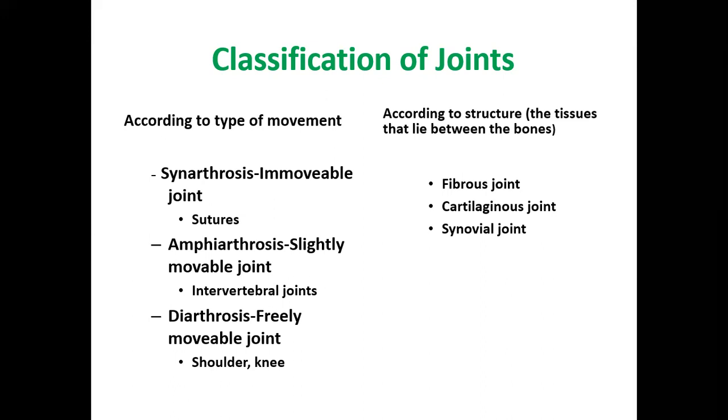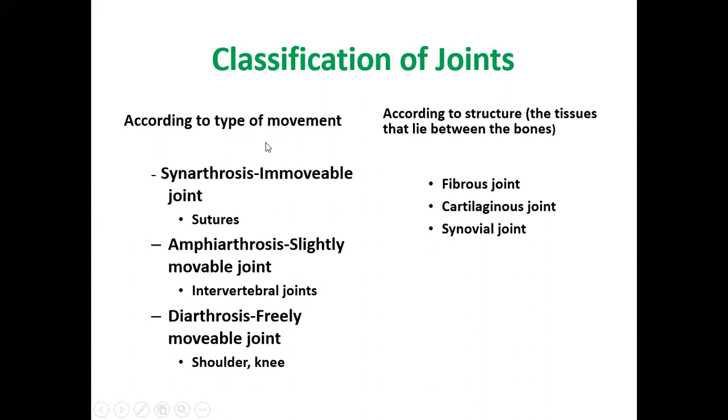The third type of joint, depending on the type of movement, is the diarthrosis, a freely mobile joint, where there are easy movements without any obstruction. The best examples are the shoulder joint, knee joint, elbow joint, hip joint, ankle joint, and wrist joint, all the joints where there are easy movements. Such joints are called diarthrosis.